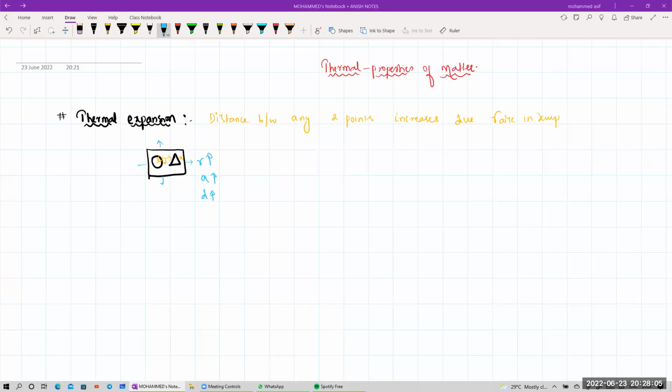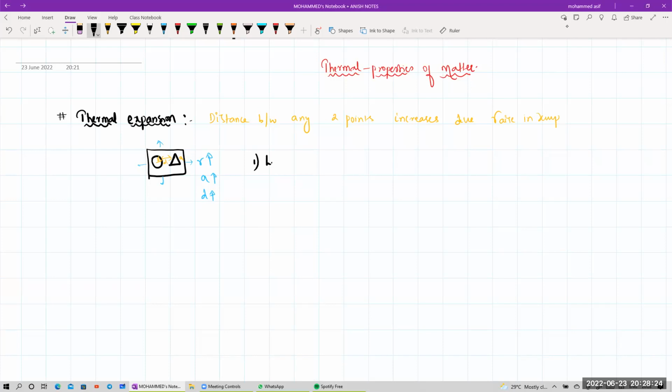In thermal expansion, the basic thing we always try to remember is that the distance between any two points increases due to a rise in temperature. For any metallic plate, whatever the shape of the body, if you increase the temperature, there will be an increase in all the dimensions. Is that point clear? In this one, we have three types of expansions.